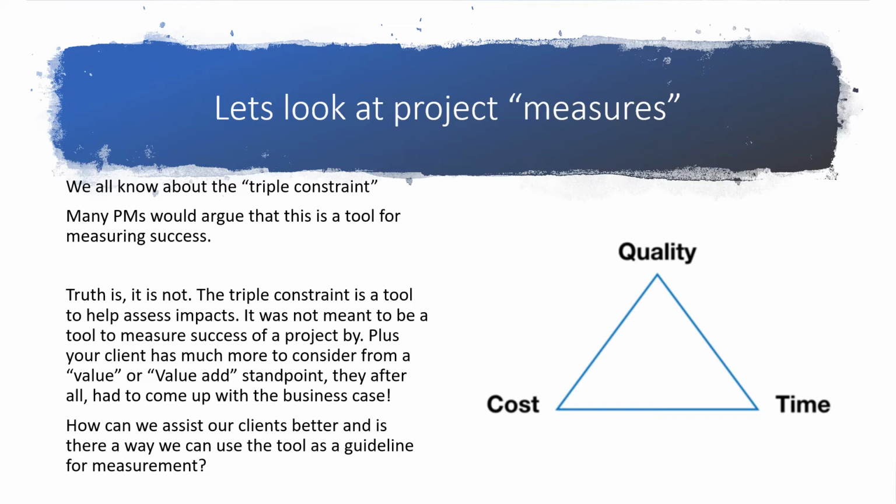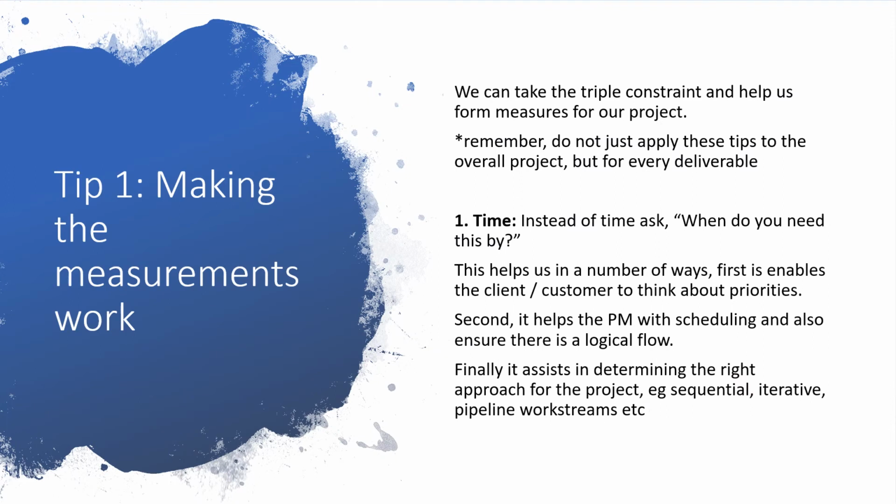So how can we assist our clients better? And is there a way that we can use the triple constraint as a guideline for these measurements? I found these tips really helpful when determining project success criteria with my clients and customers. I've used the triple constraint as the basis for the measures, but they're not the measures themselves. Just remember, don't apply these just to the overall project, but for every deliverable within the project. So know what your deliverables are and who your clients are, and we should do okay.